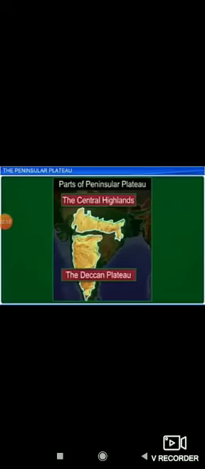This plateau is divided into two broad categories. These categories are number 1, the Central Highlands, and number 2, the Deccan Plateau. I am going to tell you about these two broad categories, which are separated by the Narmada Valley. Look at the map. This green portion is the Central Highland, and this orange portion is the Deccan Plateau.